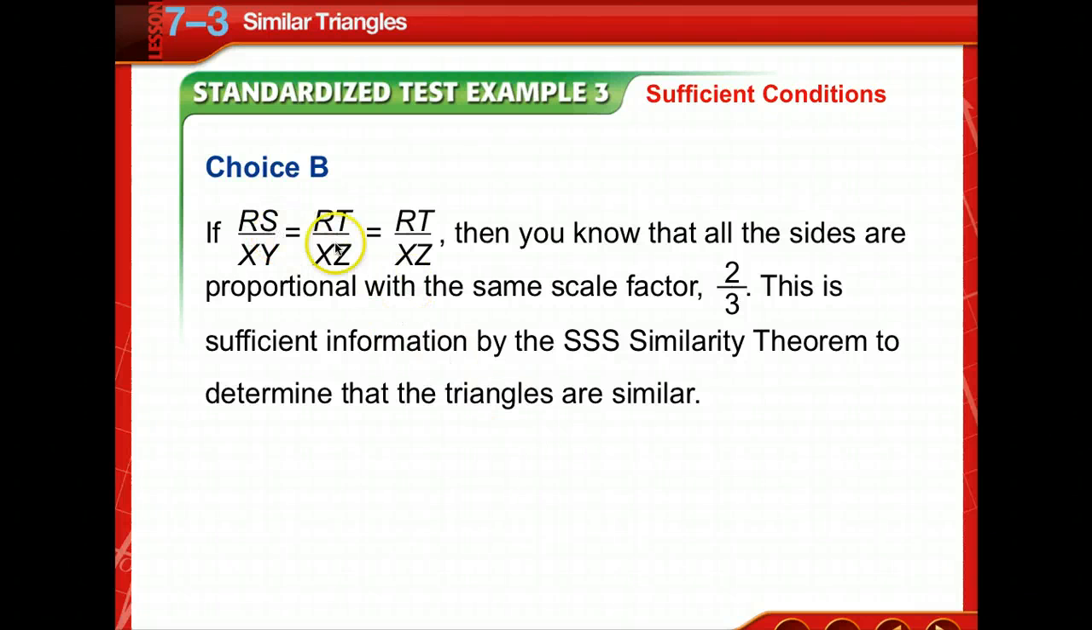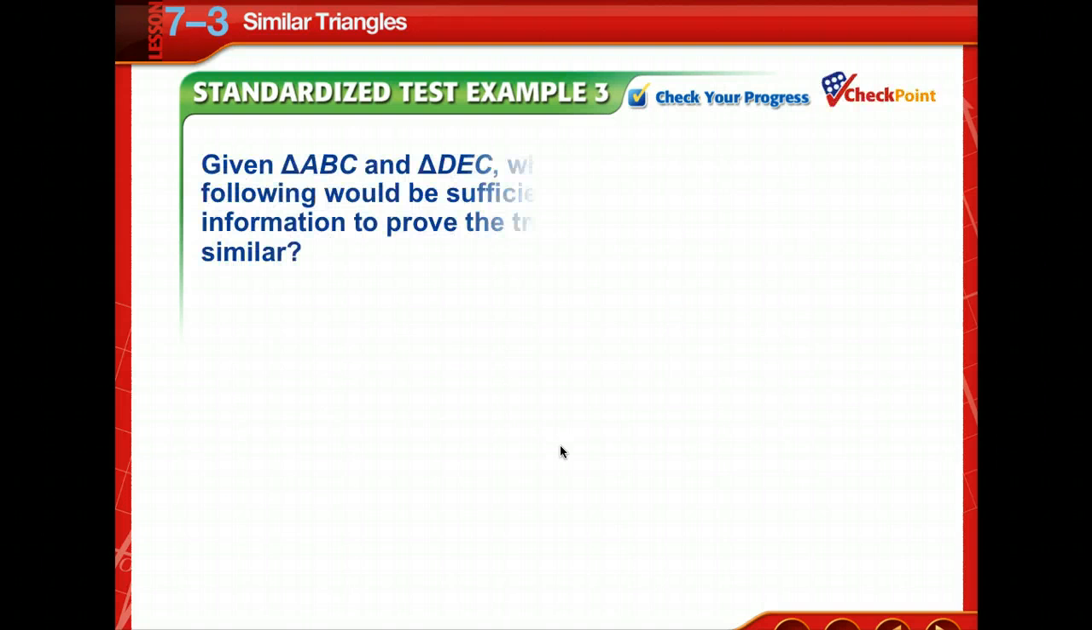Now we're told that all three of these sides are proportional, so we know they have the same scale factor of 2/3. So this is sufficient information by side-side-side similarity to determine that the triangles are similar. So we found our answer, and we will move forward.